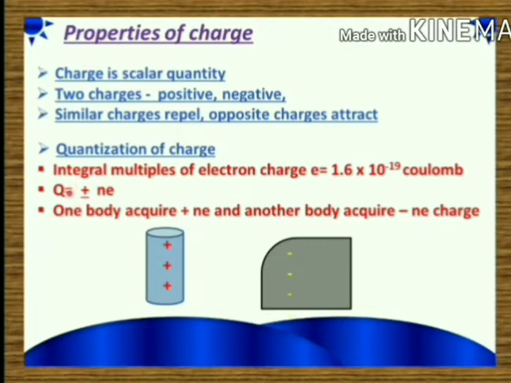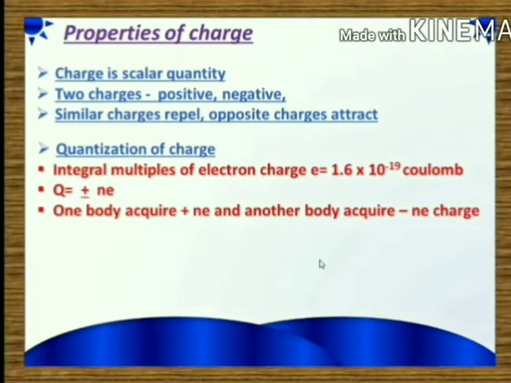That means it is positive charge, but it is always integral multiples of the charge of an electron. So it may be plus e or plus 2e or plus 3e. That means the charge acquired on the body is always integral multiples of the charge of an electron. So when one body acquires plus Ne, automatically another body acquires minus Ne charge.